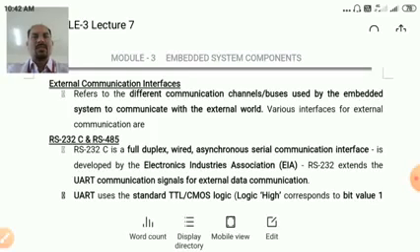As the name itself says, this refers to the different communication channels or buses used by the embedded system to communicate with the external world. In the last video, I told that if my embedded product is one part of a larger embedded system, then my embedded product has to communicate with the other things present in the big embedded system. That communication of my embedded system with the other components present in the external world is called an external communication interface, and we'll see the various types of this.